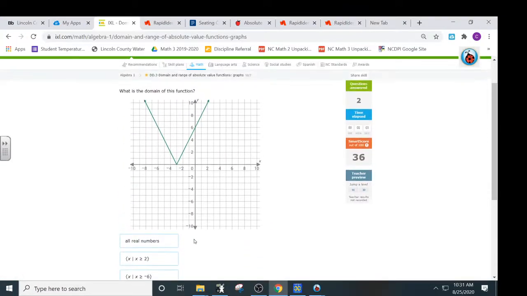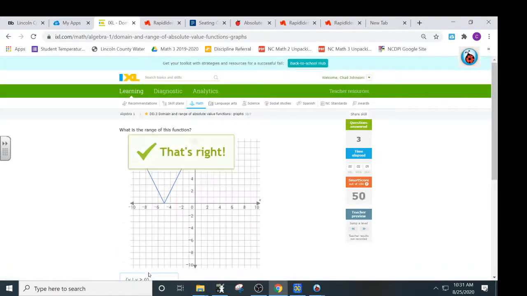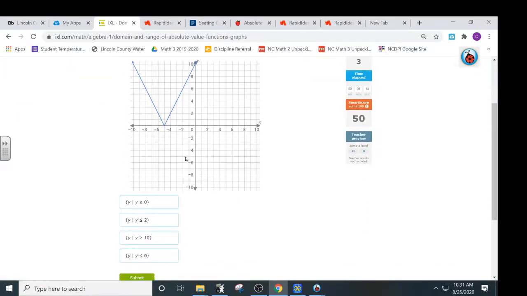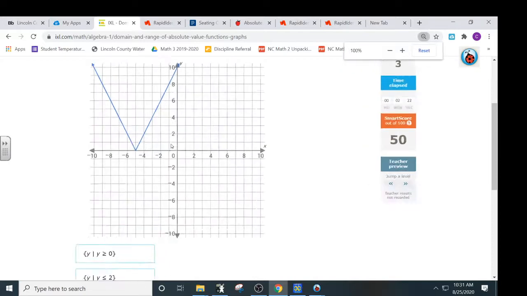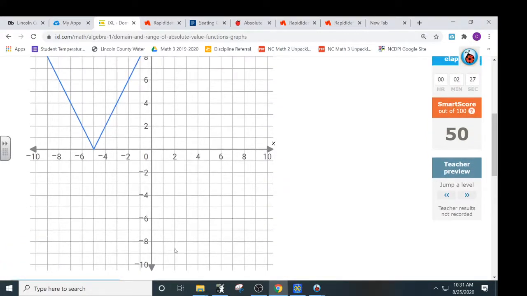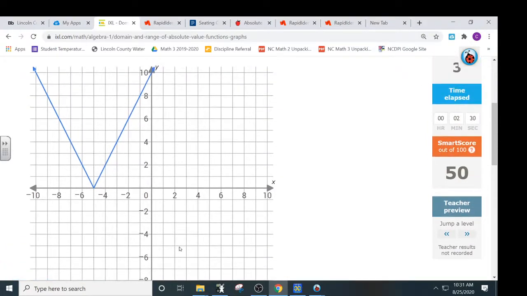Should be real easy. What's the domain of this function? All real numbers. Somebody tell me what the vertex of this function is. What's the vertex of that function? Somebody said it. What'd you say? Negative 5, 0, right? That is my vertex, right?